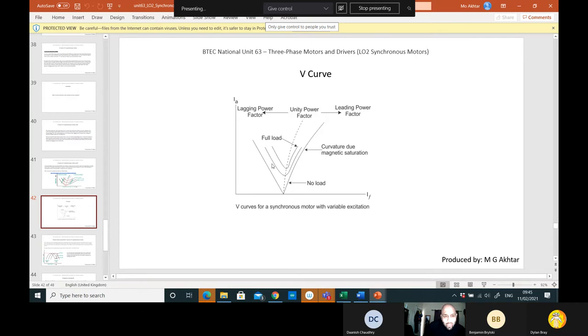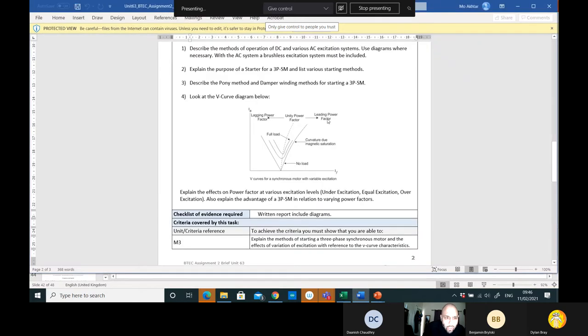And this is what the graph should look like if you were to take current measurements. That's all it does. If you go back onto here, it says explain the effects of power factor at various excitation levels: under excitation, equal excitation, over excitation. When it's under excitation, you're going to have a lagging power factor. When it's over excitation, you're going to have a leading power factor. And when it's equal excitation, which is the part in the middle, you're going to have a unity power factor. That's the idea behind it.